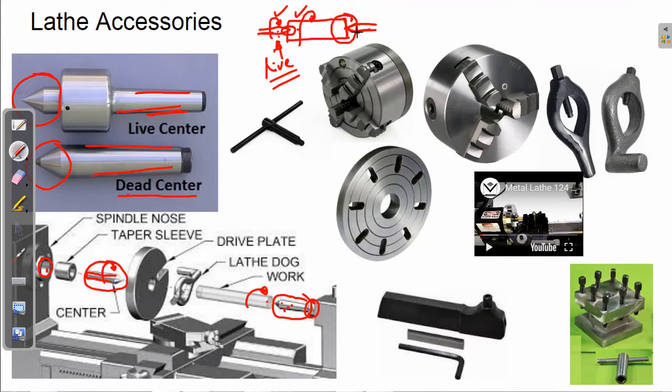this particular center is called the dead center because it is not rotating with the job. Definitely, if there is relative motion between the center and the job, large heat will be generated, and that may decrease the strength of the center. That is why at the tip of the center, it is generally made of very hard material so that it can sustain its hardness even at a very high temperature. Generally, carbide tips are used in the dead center.